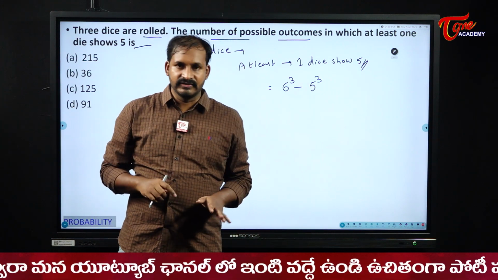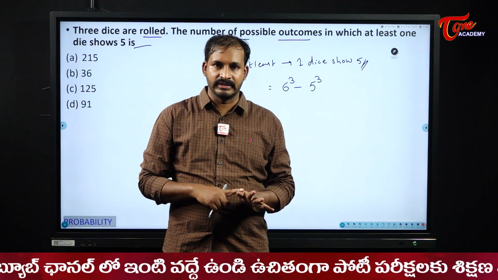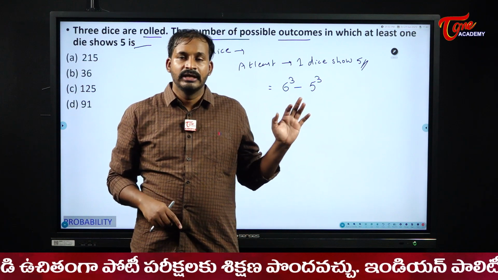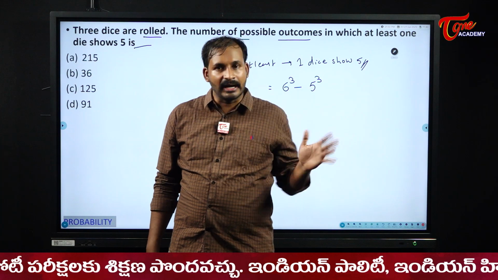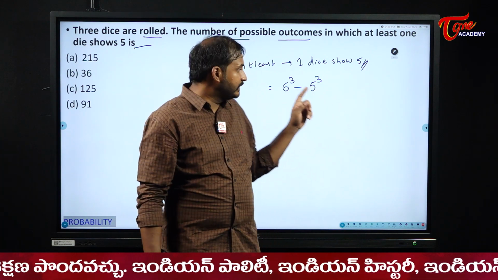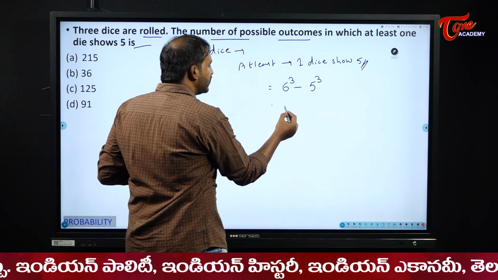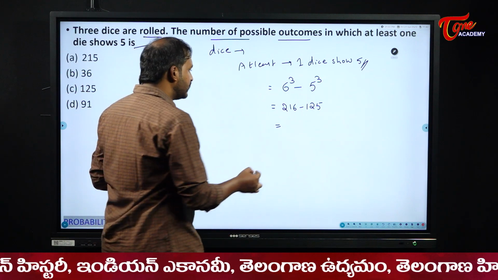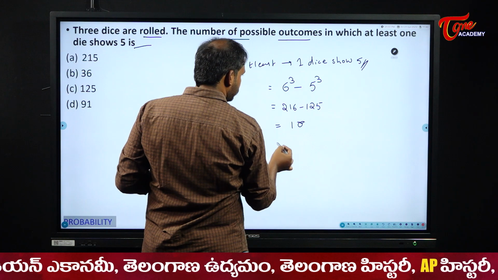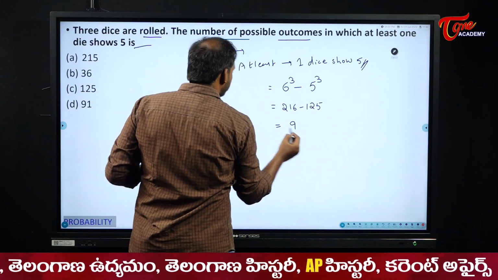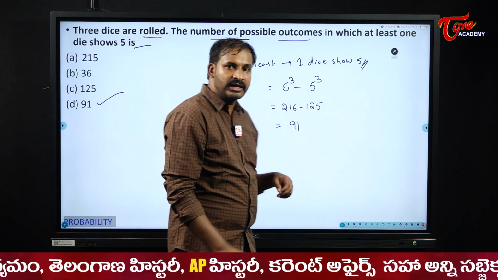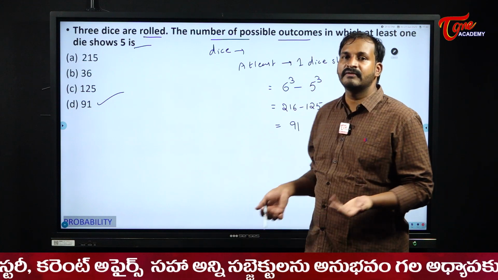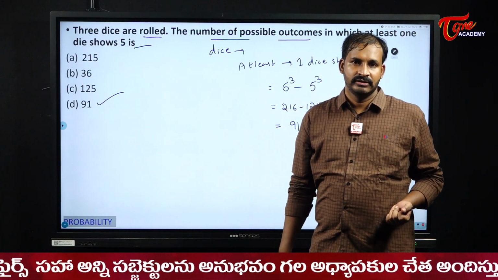See, a dice will have 6 faces, with 6 different numbers. And here my requirement is that 5 should not come at all. That means that out of 6 faces, one face is completely deleted. So 6 cube minus 5 cube. So what will you get here? 216 minus 125, 91. So the possible outcomes here are 91. If they ask for probability, it is by the total number of chances: 91 by 216. Okay, that's it.